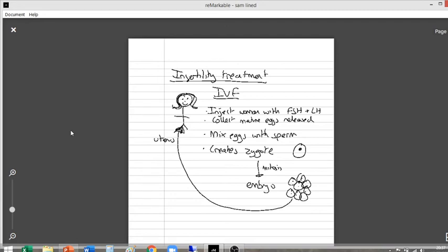So not back inside the vagina. That's not specific enough. A baby can't grow in the vagina. For one reason, the vagina is actually slightly acidic. Not good for babies. It's going to grow inside the uterus.